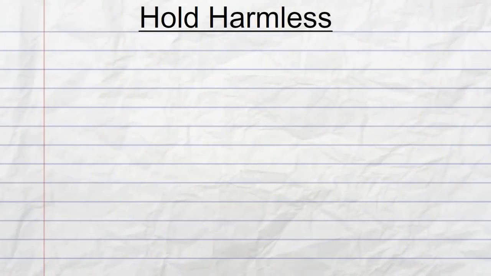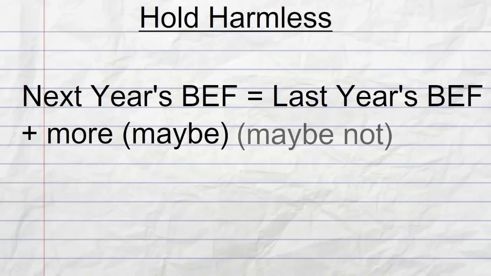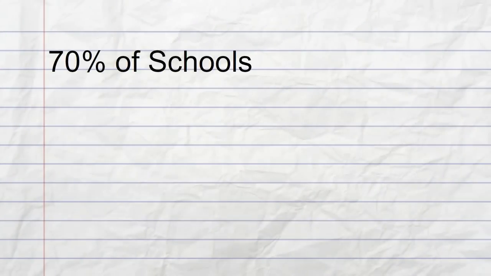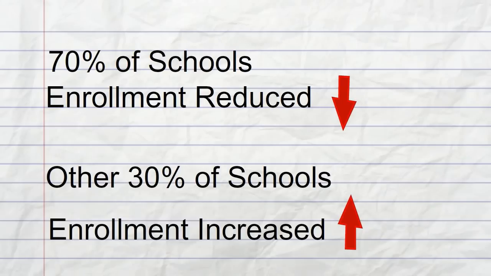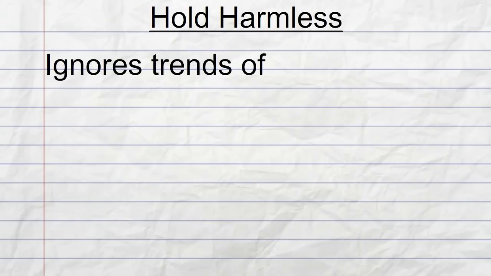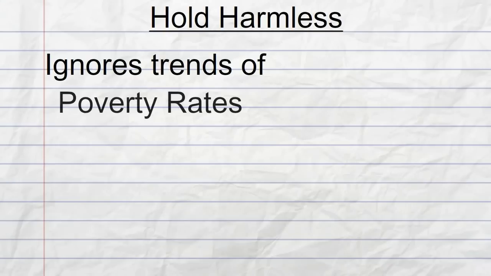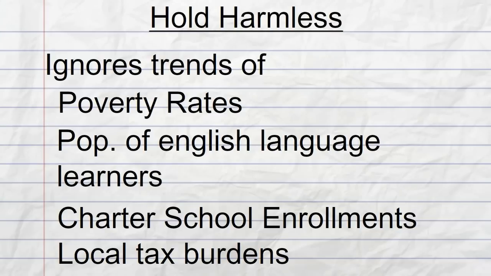Without a real formula, the concept of hold harmless has dictated that districts receive at least as much basic education funding this year as they received the prior year, driving funds to districts without regard to changes in their demographics. Over the past decade, about 70% of school districts have seen a reduction in enrollment, with the remaining districts experiencing increases in enrollment. Using hold harmless as a placeholder for a funding formula completely ignores these trends, as well as other factors associated with poverty rates, population of English language learners, charter school enrollments, and local tax burdens, just to name a few.